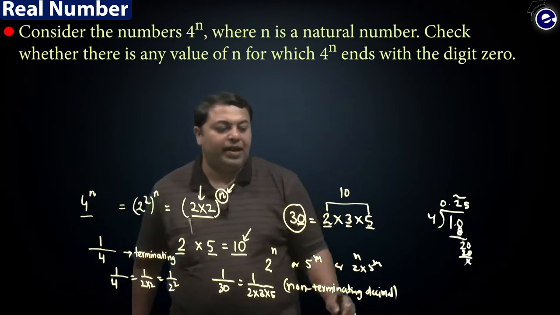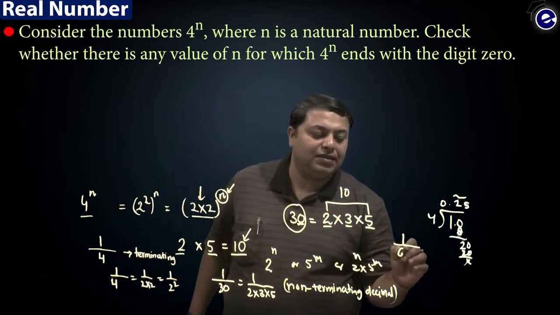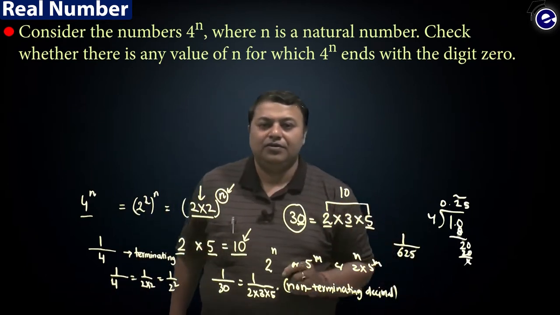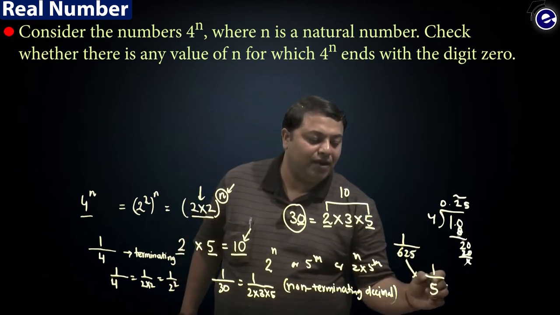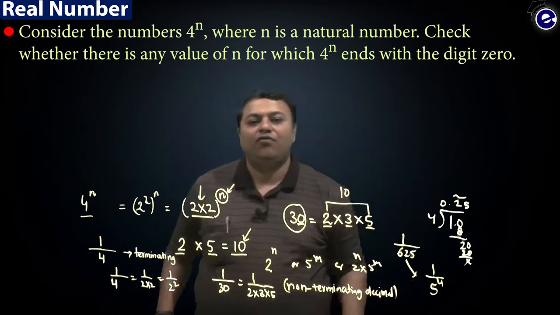Okay, so if I write 1 over 625, what is it? If you prime factorize it, it is 1 by 5 to the power 4.